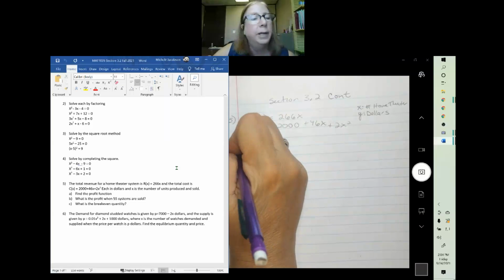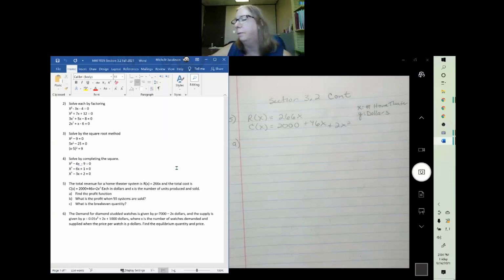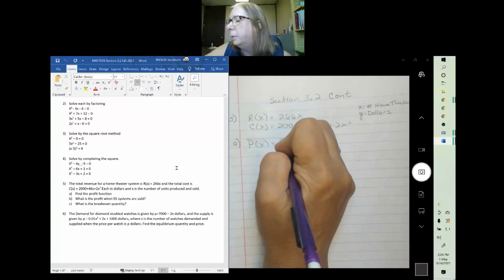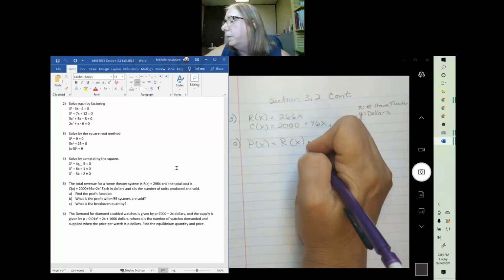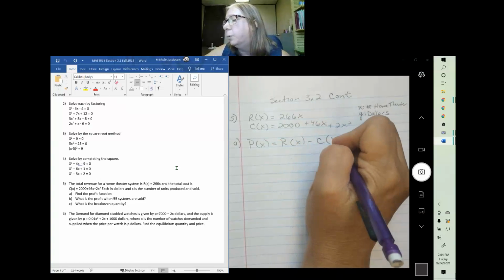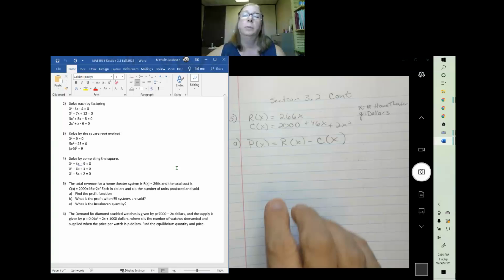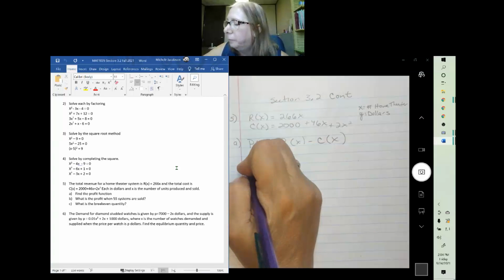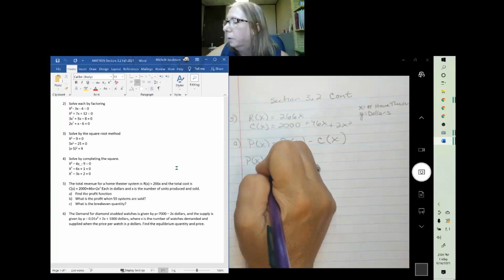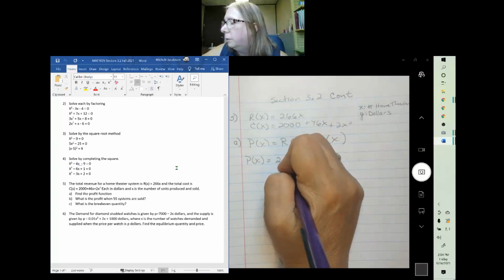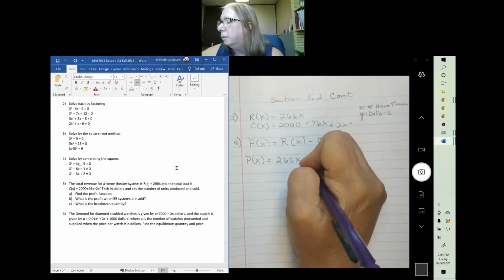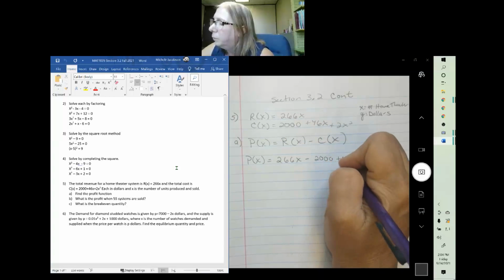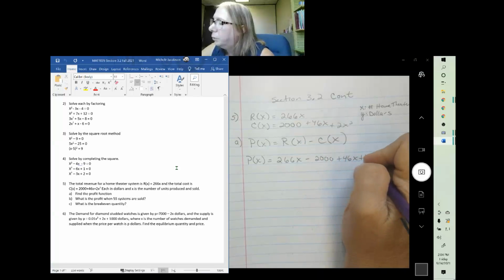The first part asks us to find the profit function. Profit is how much money you bring in, your revenue, minus how much it costs to get those items. So profit is revenue minus cost. Our revenue is 266X minus our cost, which is 2,000 plus 46X plus 2X squared.